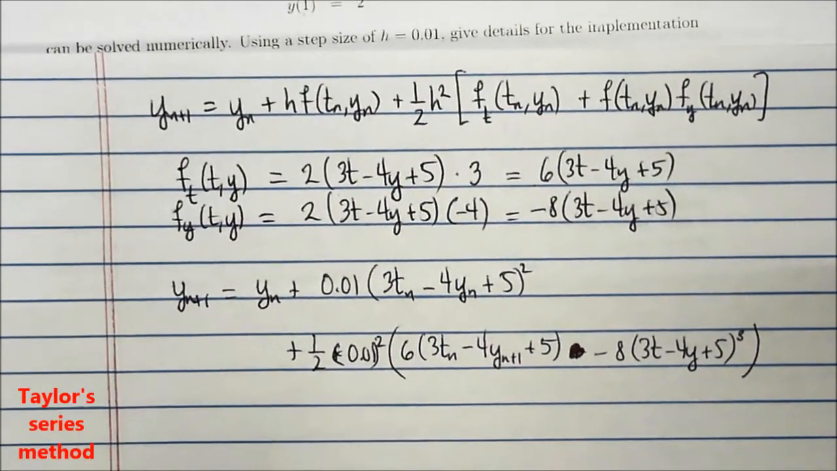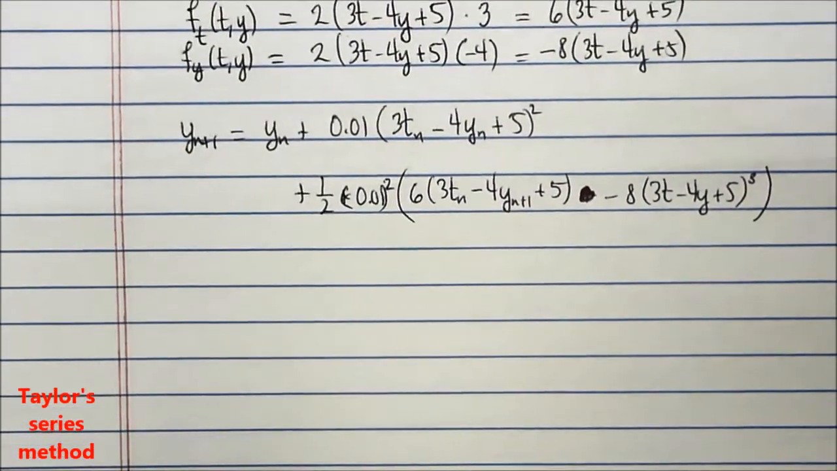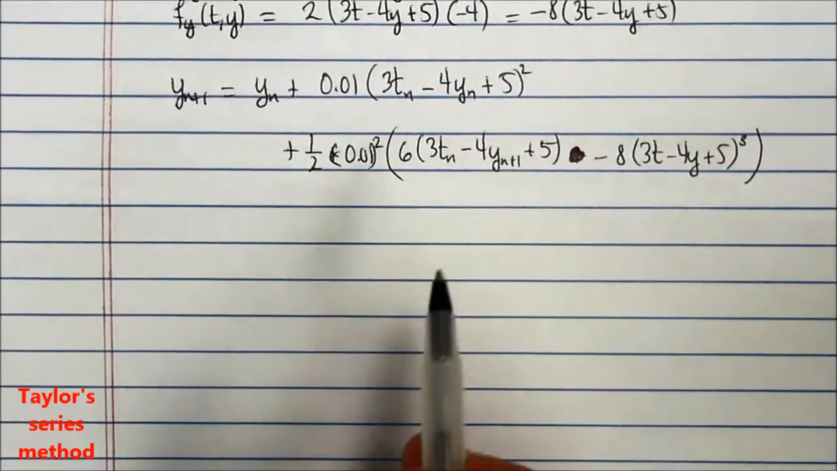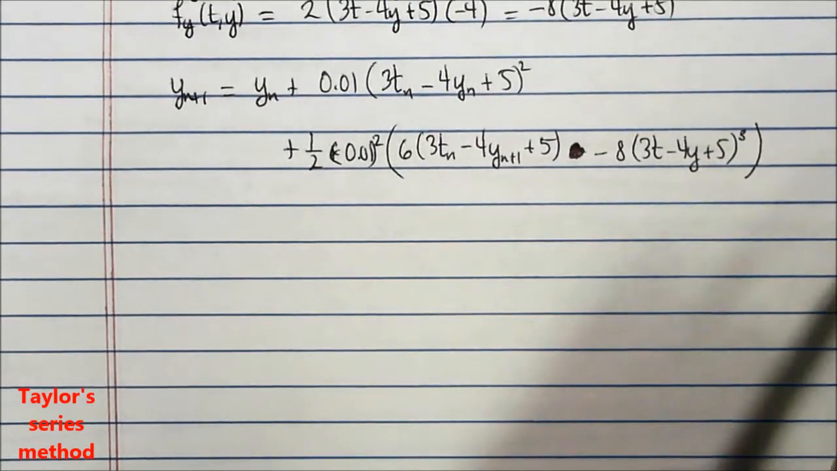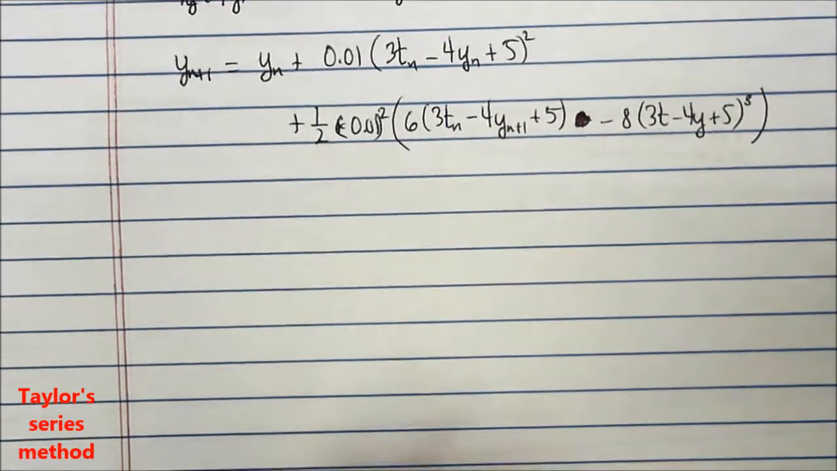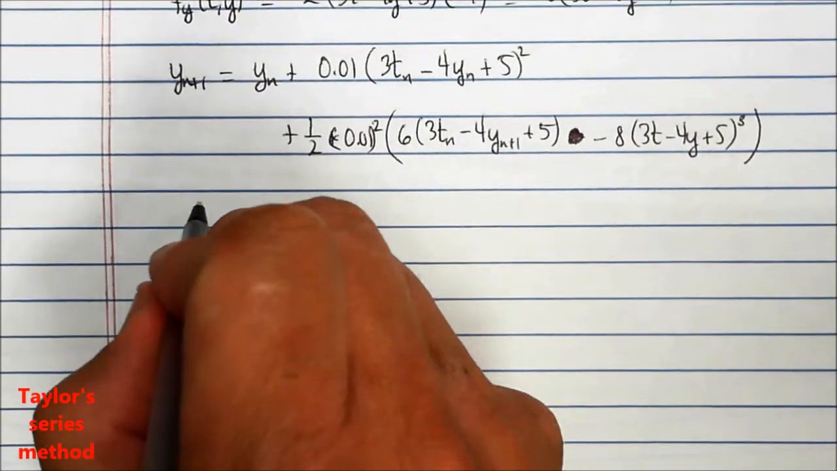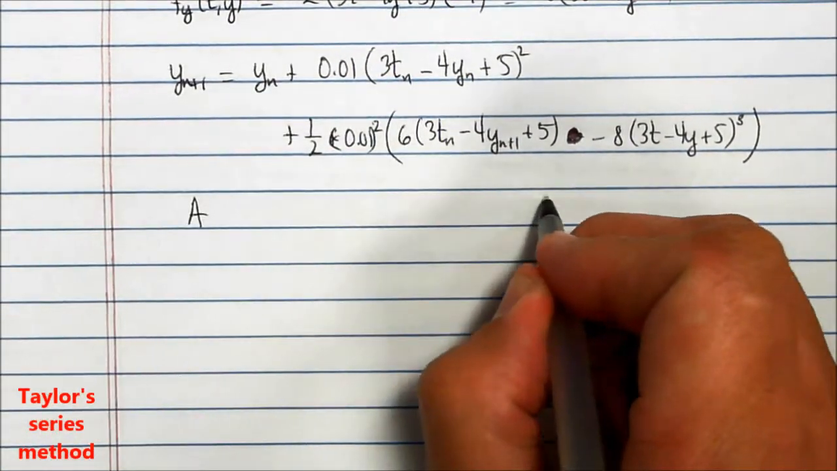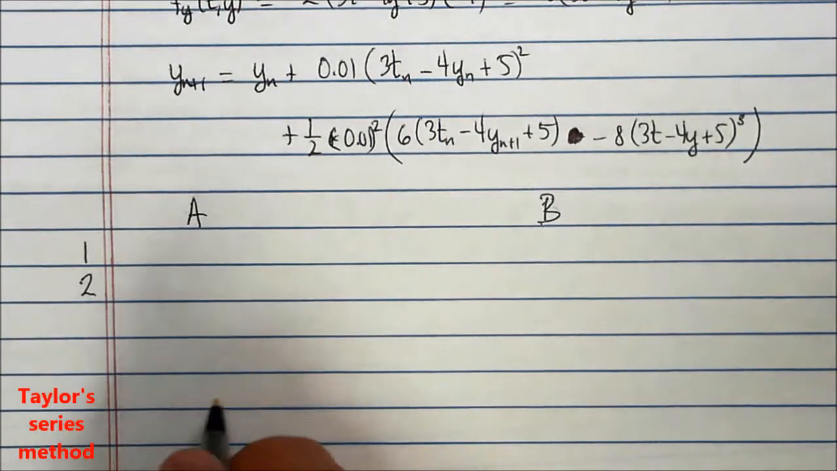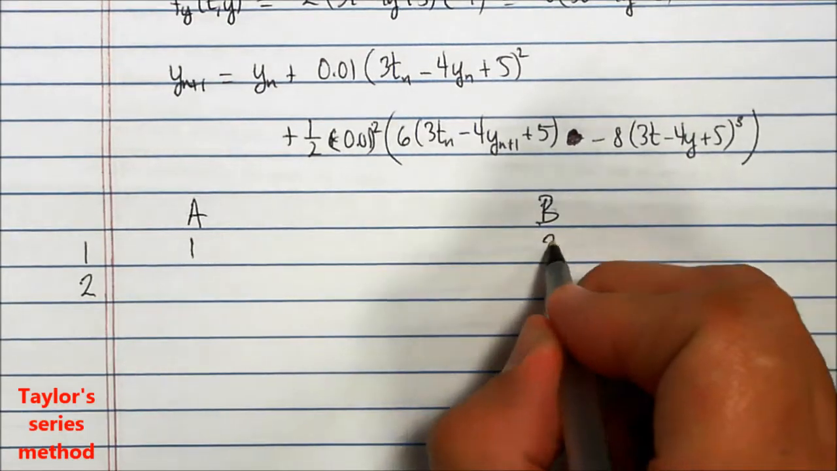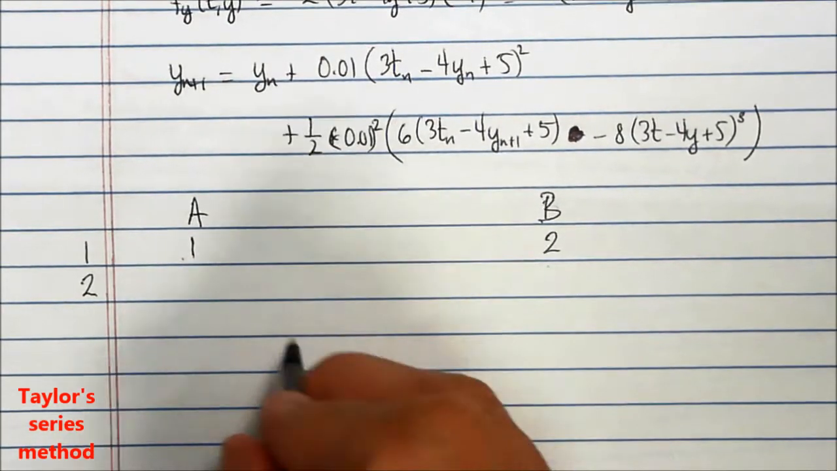And so that is the recursive relationship that has to be implemented. Now, I could simplify this slightly by canceling out the half, but I'll just leave it as this. So to implement this in a spreadsheet, column A, column B, row 1, row 2, the initial value will be at y of 1, the function is equal to 2.